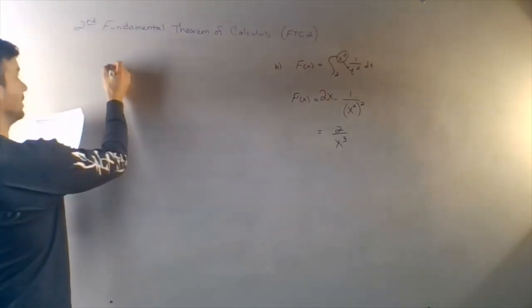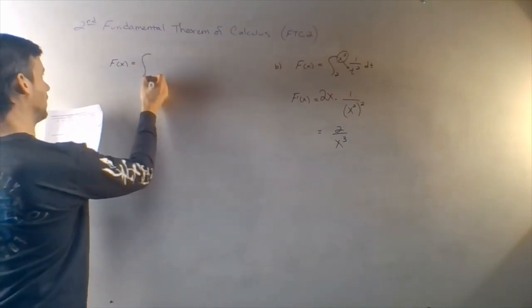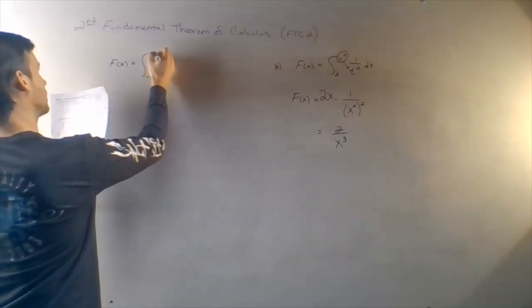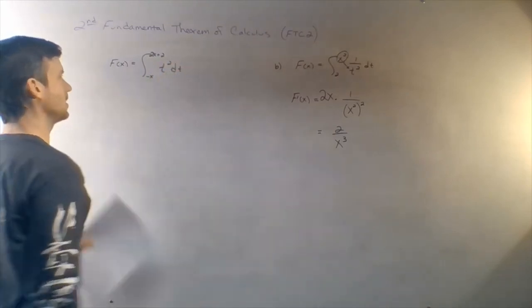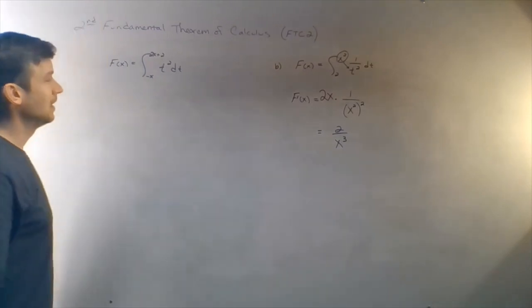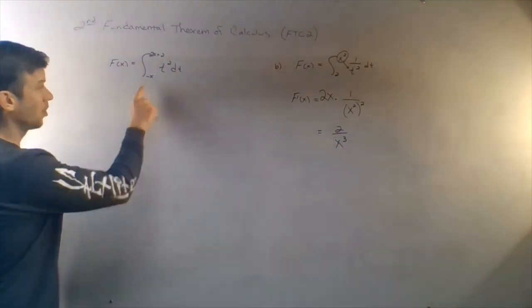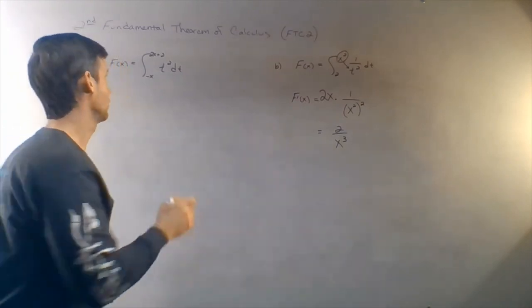Last problem says that our function is the integral from negative x to 2x plus 2 of t squared dt. I'm supposed to find the derivative of this integral. For me to use the second fundamental theorem, that has to be a constant, but it's not. So we've got to do some things.